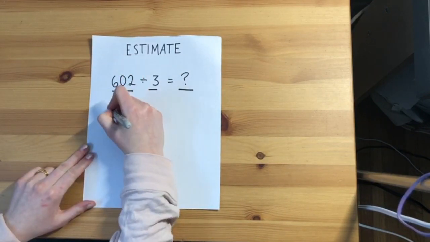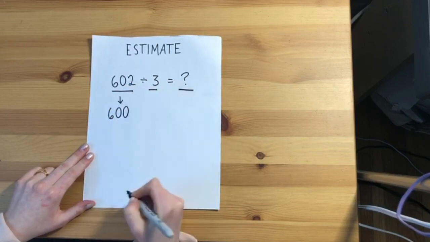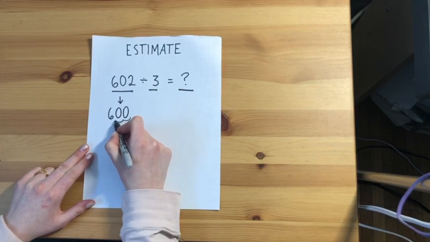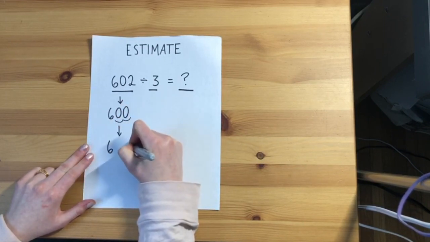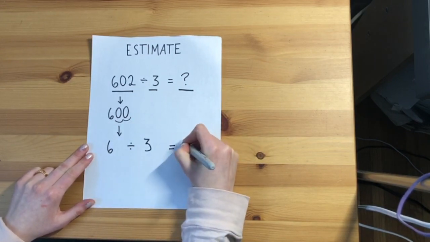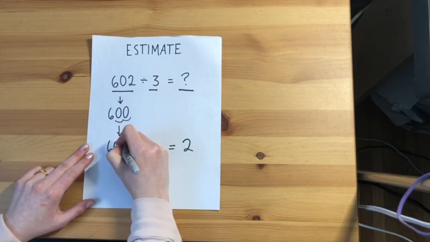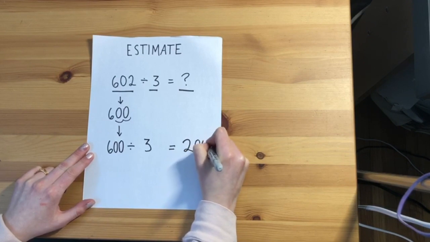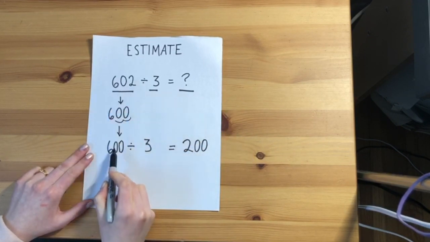I know I can round 602 down to 600 to make a simpler number because the numbers are very similar. I can remove 2 zero digits from my 600 to make 6. And using mental math, I know that 6 divided by 3 equals 2. Now I will add both zeros back to both my dividend and my quotient. We can see that 200 is the estimate.